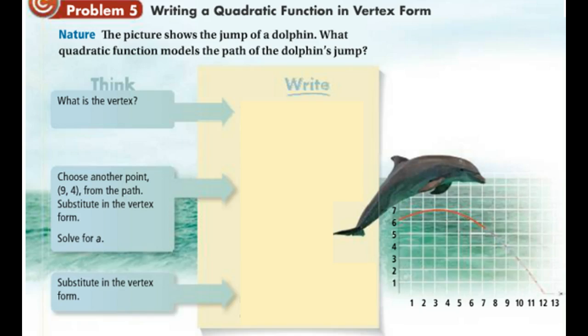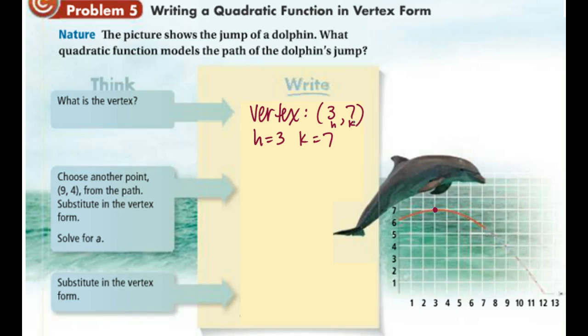Okay, so here's example 5. The picture shows the jump of a dolphin. What quadratic function models the path of the dolphin's jump? First thing we want to do is determine what the vertex is of the path of the dolphin. So we can see here I plotted a point on the graph. The vertex is at the coordinate 3, 7. So that means our h is equal to 3 and our k is equal to 7.